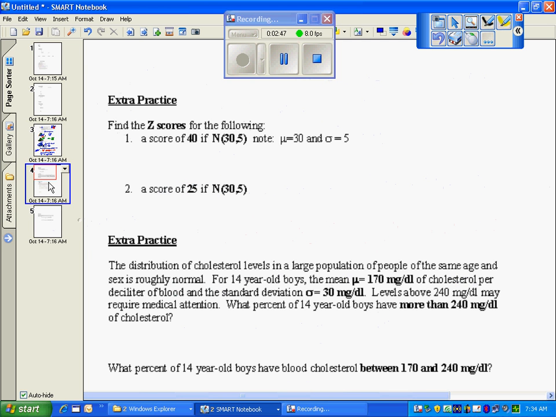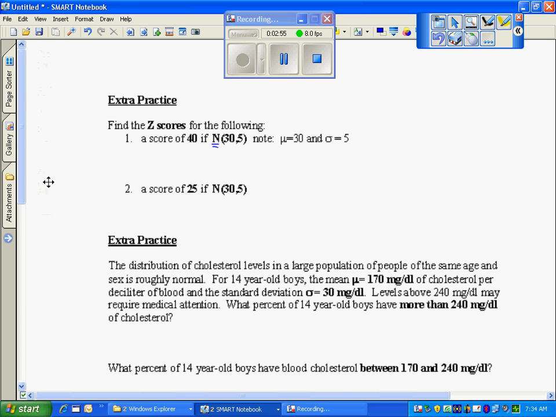So let's take a look at an example here, again out of context. Maybe I got a score of 40. If you recall, N means it's a normal distribution, and that's what I need in order to do any of this. And mu is 30, and the standard deviation is 5. So if I take a look at the formula and apply it to this problem, my observation is 40. I'm taking away 30. So I'm a distance of 10 away from the center.